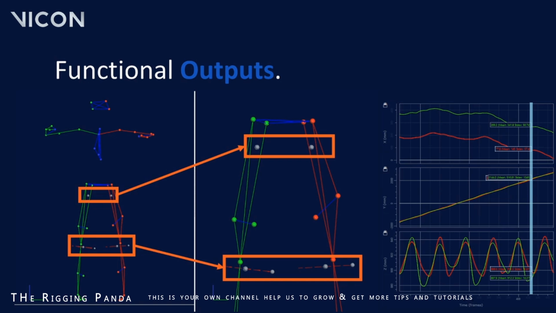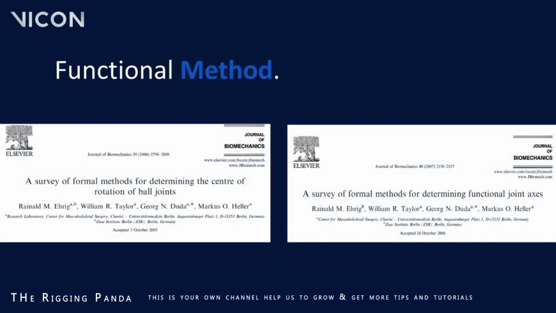The next step would be to apply the functional hip joint center and knee axis of rotation to the rest of your model. If you want more information on the functional method, please do look at these two papers by Ehrig et al.